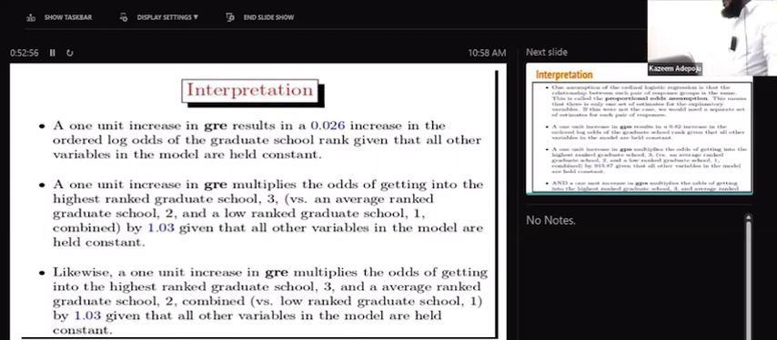Why do I say all other variables in the model are held constant? Because it's not only GRE in the model. We also have to talk about them. We're going to do the same thing to every other one. I think I'm going to stop here today. I need questions. Yeah, go ahead.